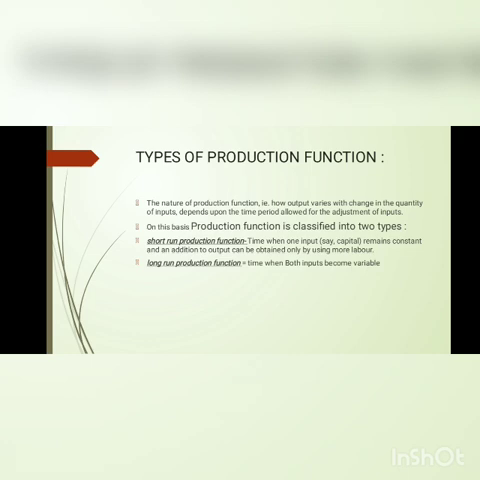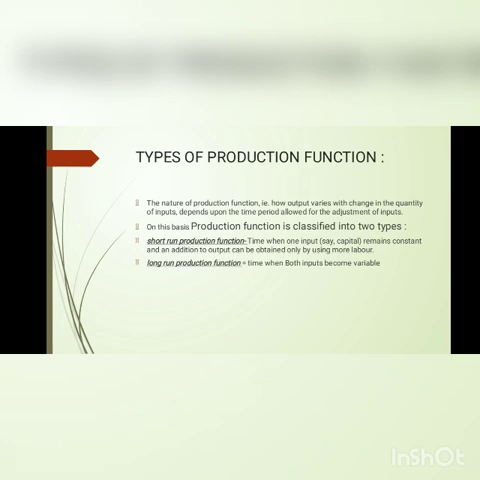Now let us understand the types of production function. The nature of production function, that is how output varies with change in the quantity of input, depends upon the time period allowed for the adjustment of inputs. Thus, on the basis of this, production function is classified into two main types: short-run production function and long-run production function. Now let us understand what is short-run production function.